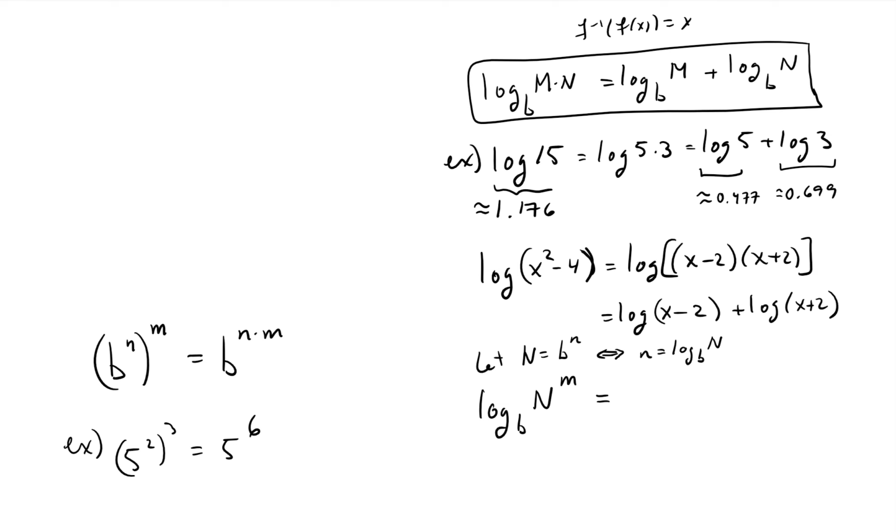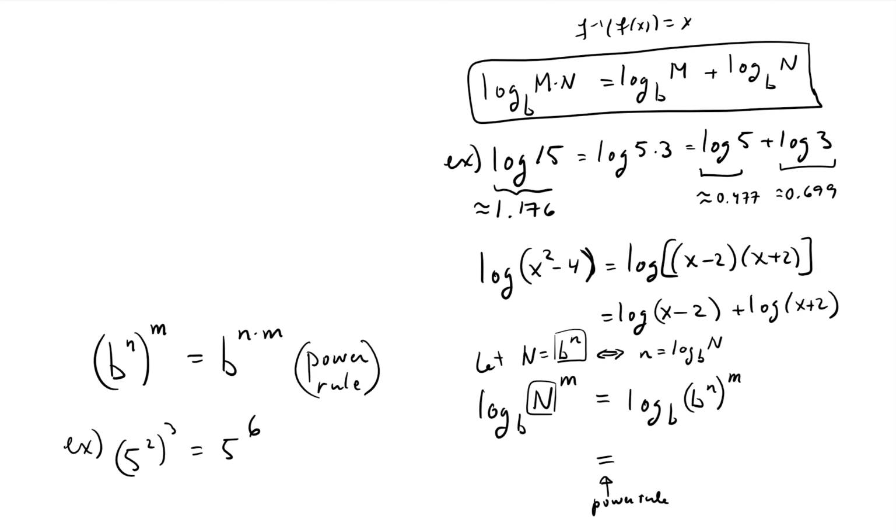So I will first replace here N with b to the n. So this is my first step. And this is raised to the m. So notice that now I can use my power rule for exponents. I didn't write it here, but I'm going to use the power rule. So this is b to the n times m, like this.